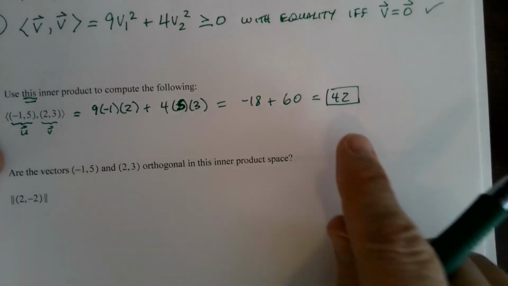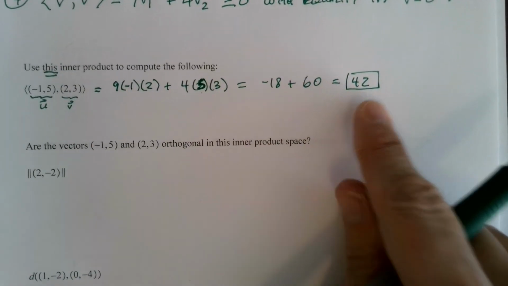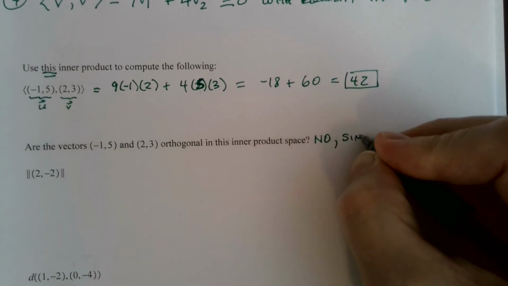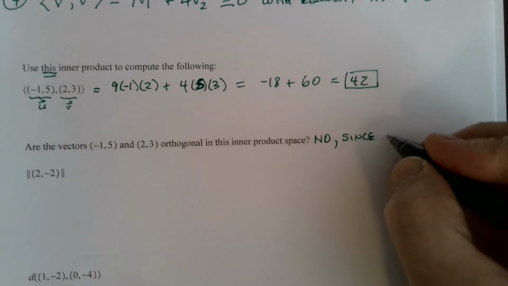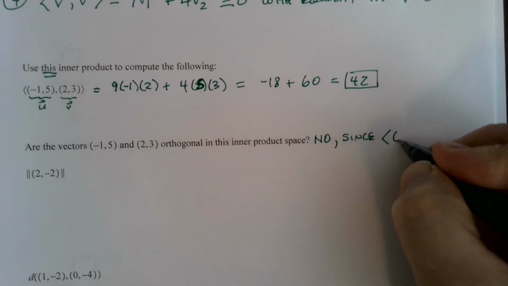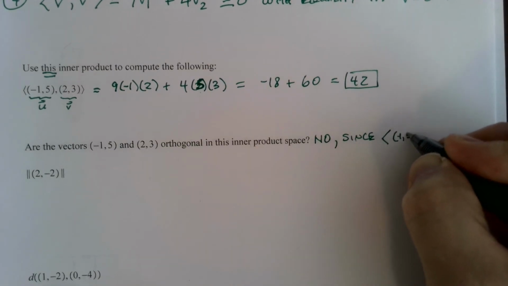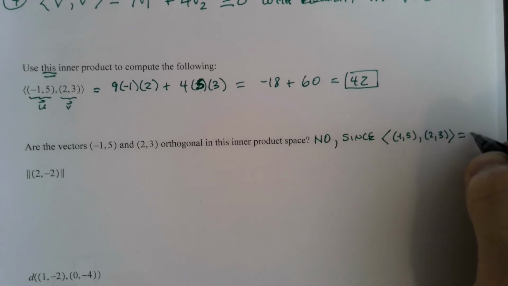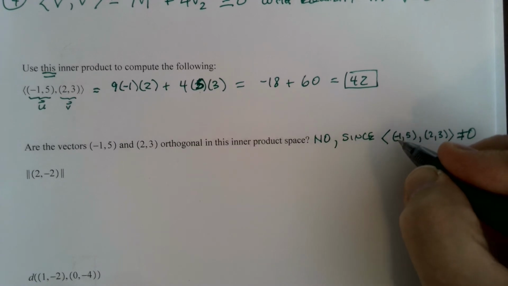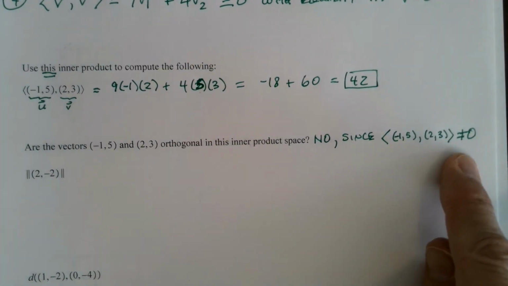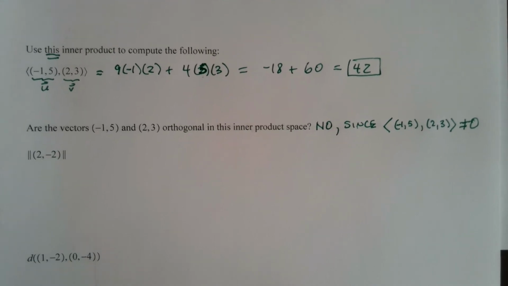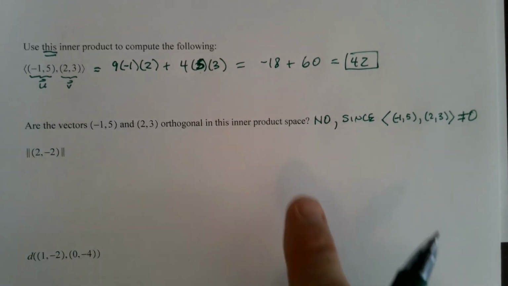And so I go and I look, the inner product is 42. It's a real tough thing. So what's the answer? No. And why? Since the inner product of these two vectors is not 0. That's the bottom line. So if it is 0, then they're going to be orthogonal to one another, in this inner product space.